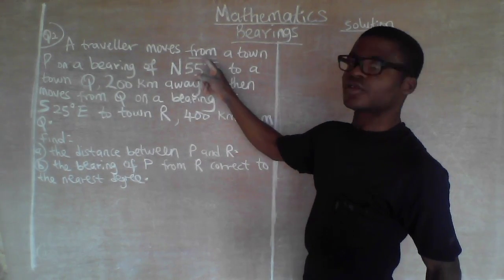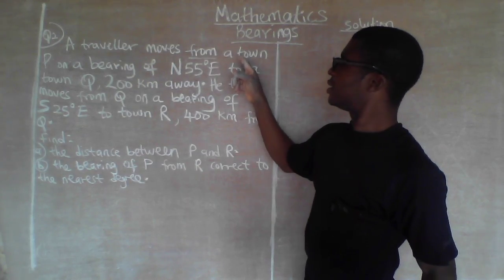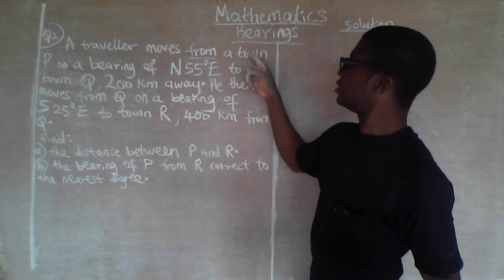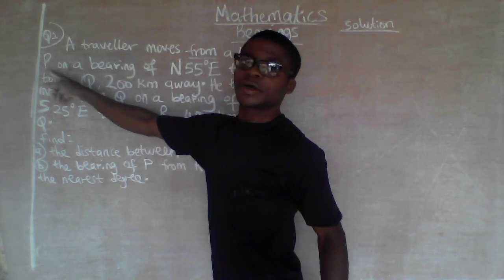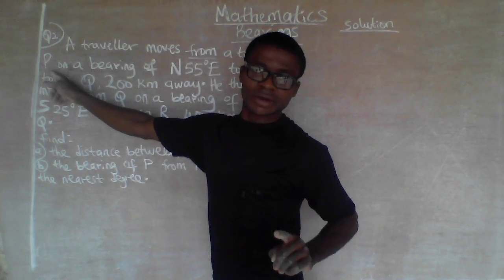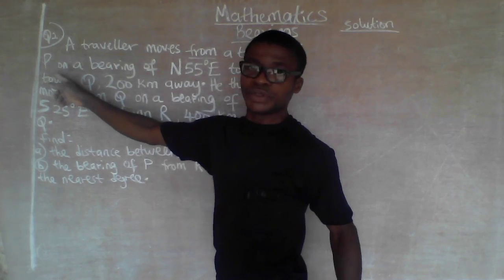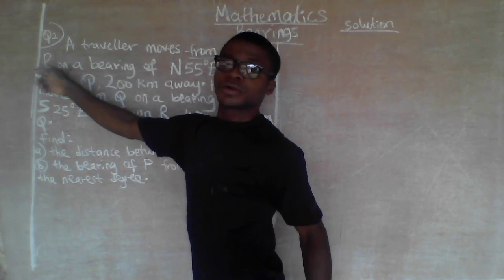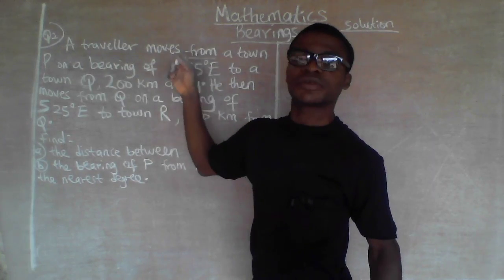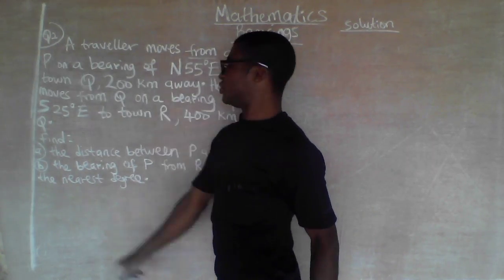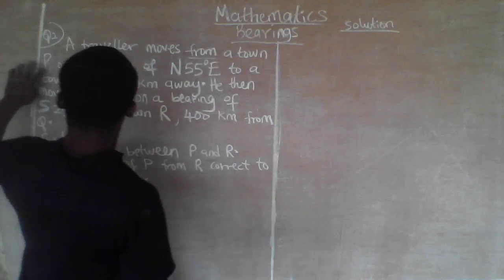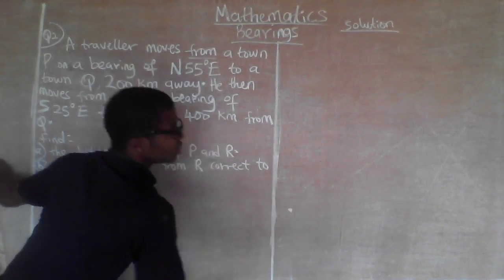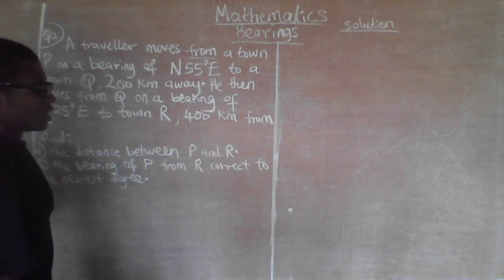So the word "from" tells us where the man starts his journey. The man starts the journey from town P, which means the first town to locate is town P. And this bearing is the bearing for town P, so it should be specified at town P. So the first thing is to locate town P. Let me choose this point to be the location of town P.